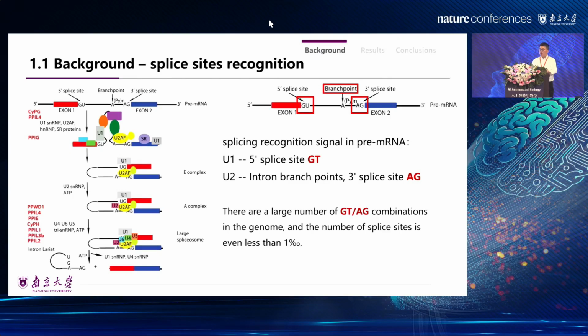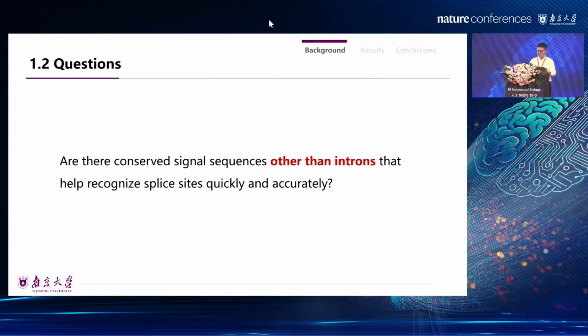However, the model presents a puzzle. The genome is littered with thousands of GT and AG sequences, yet only a tiny fraction, less than 0.1%, are used as the actual splice sites. This raises critical questions. How does a cell achieve such remarkable precision?